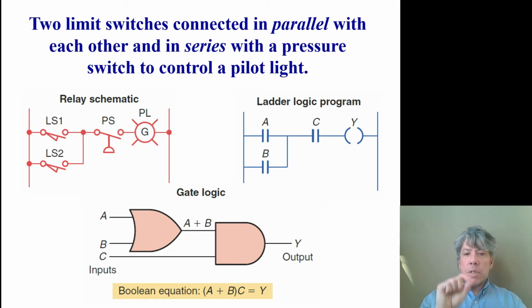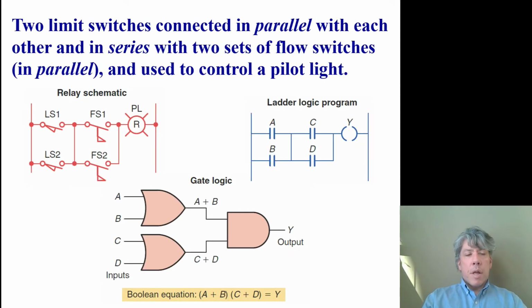So the pressure switch absolutely has to be on for the pilot light to be on, but either limit switch 1 or limit switch 2 can be on. Here's another logic setup that we could make, where we've got limit switch 1 or limit switch 2 ANDed with float switch 1 or float switch 2. And we can set up our ladder logic program to look just like the relay schematic.